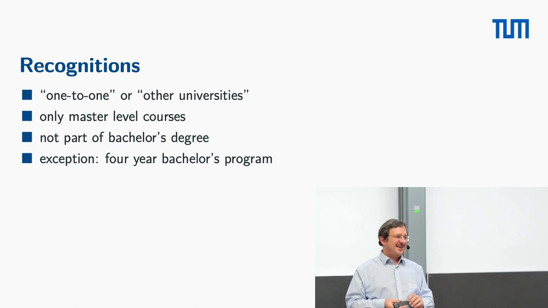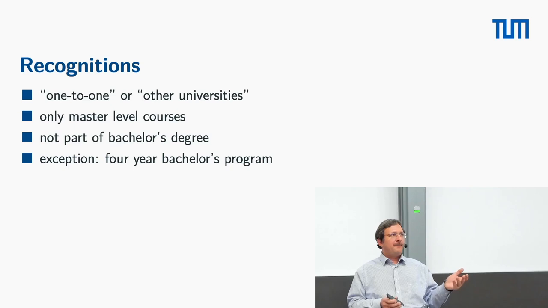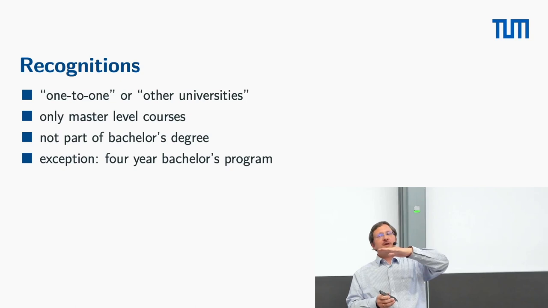Basically, there's two options to do those recognitions, just to give you a basic understanding of that. There's what we call a one-to-one recognition. That means if you find a TUM course that is basically the same as the one that you already took, you can apply for this one-to-one recognition. And then the other course will count in place of the TUM course, meaning you can't do the TUM exam anymore, but the course will show up as if you did that. So in particular, it counts in the same section as the TUM course.